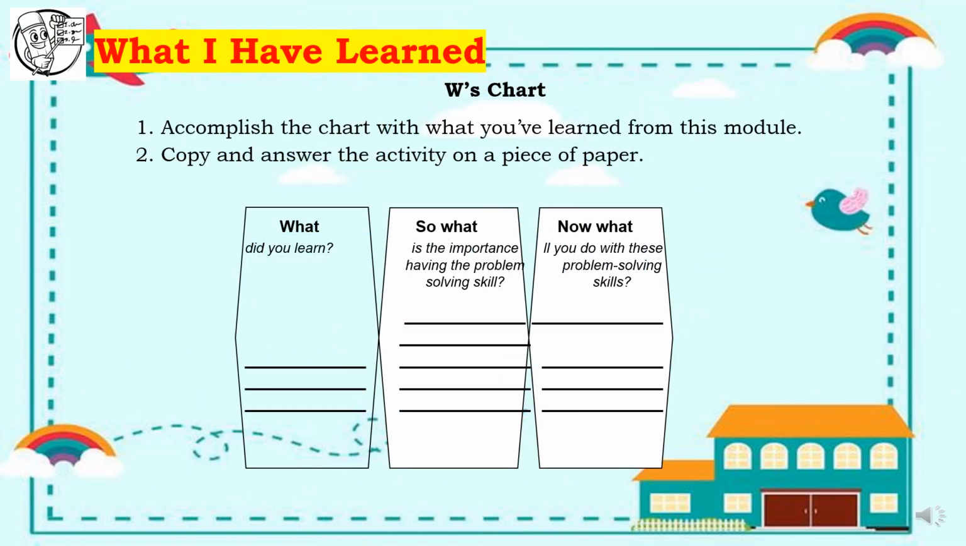To test what you have learned in this module, you are now going to do the What I Have Learned activity. The W's Chart. Number 1. Accomplish the chart with what you've learned from this module. And 2. Copy and answer the activity on a piece of paper.